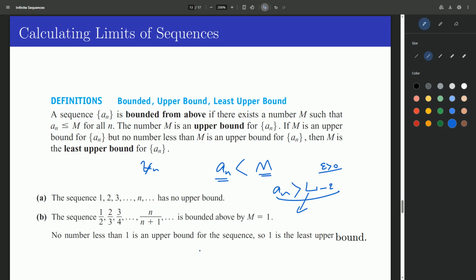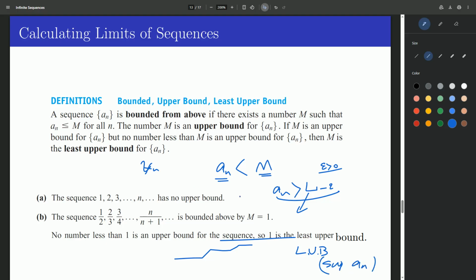And we have the theorem that if a sequence is non-decreasing and it has an upper bound, then it will converge to its least upper bound. So the least upper bound is going to be the limit of this sequence. Any non-decreasing sequence which is bounded from above converges to its least upper bound. And that least upper bound exactly is the supremum of an.